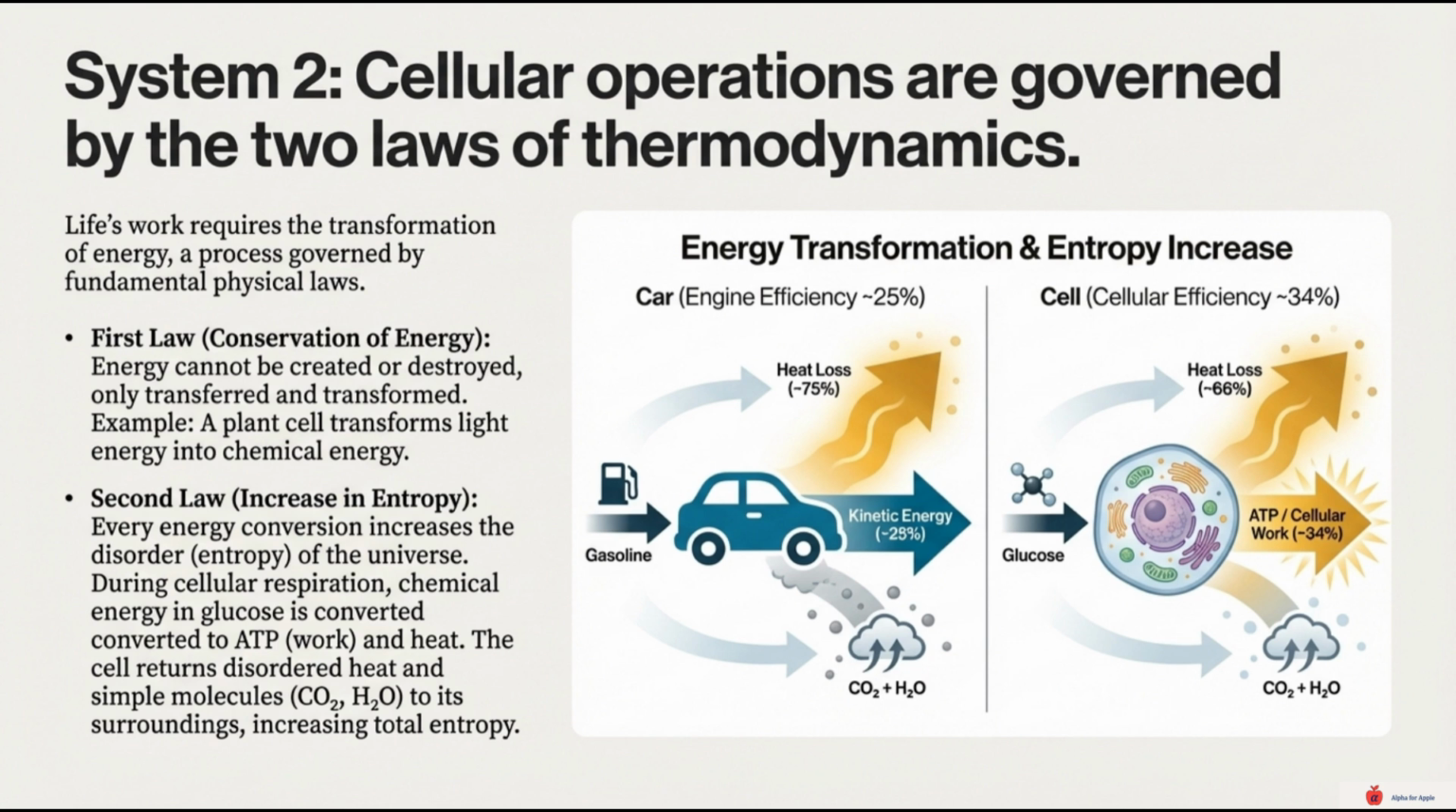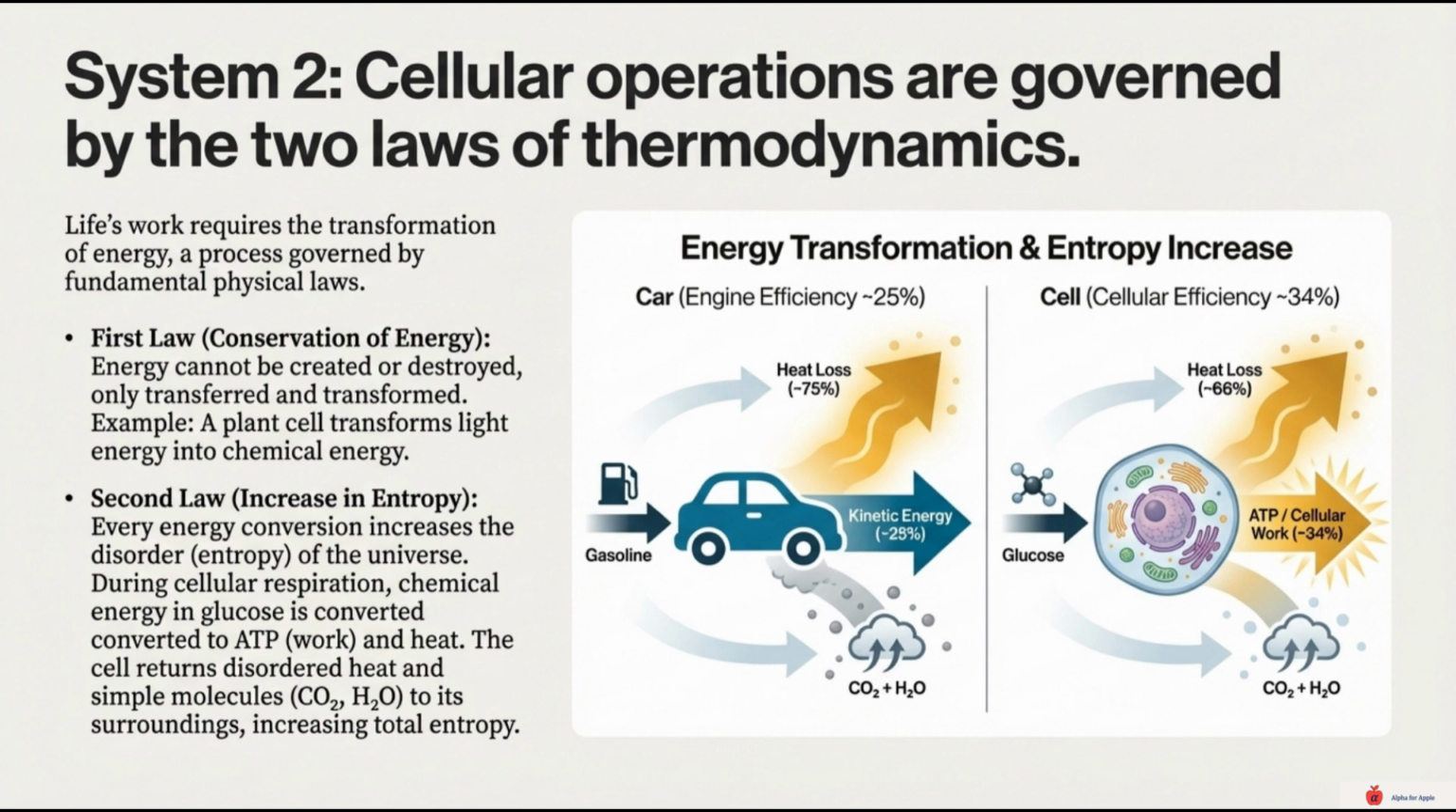The second law, though, that's the one that's a bit of a headache. Every single energy transfer increases the disorder, or entropy, of the universe. Some energy is always lost as unusable heat. It's an unavoidable tax on every transaction. And that heat loss is a good way to measure efficiency, right? A great way. When your car burns gasoline, only about 25% of that chemical energy actually turns into kinetic energy to move the car. The other 75% is just wasted as heat.